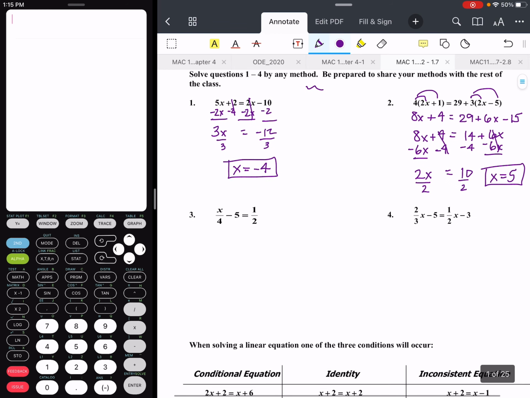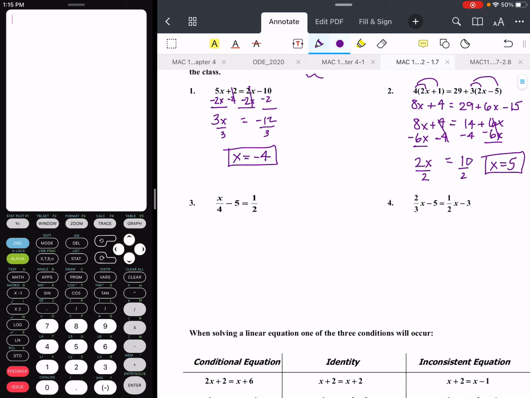All right, for number 3 and number 4, we've got fractions in these equations. You can leave the fractions in, that's fine, and just deal with them. Or because we have an equation, we can do what's called clearing the fractions. In order to do this, remember that our technique is that we multiply all terms on both sides by the LCD, the least common denominator.